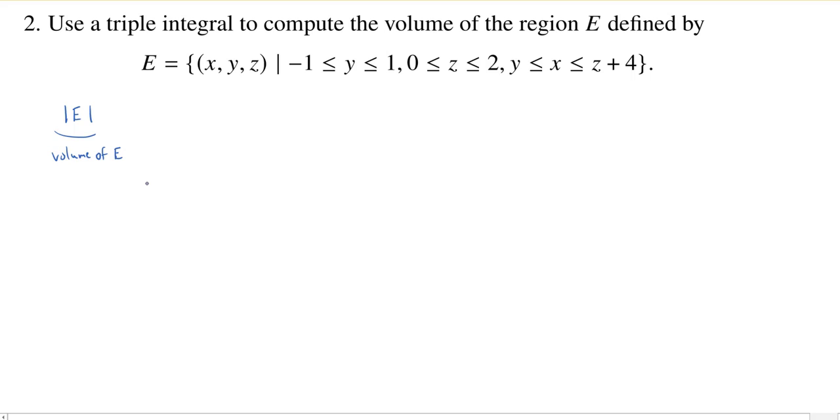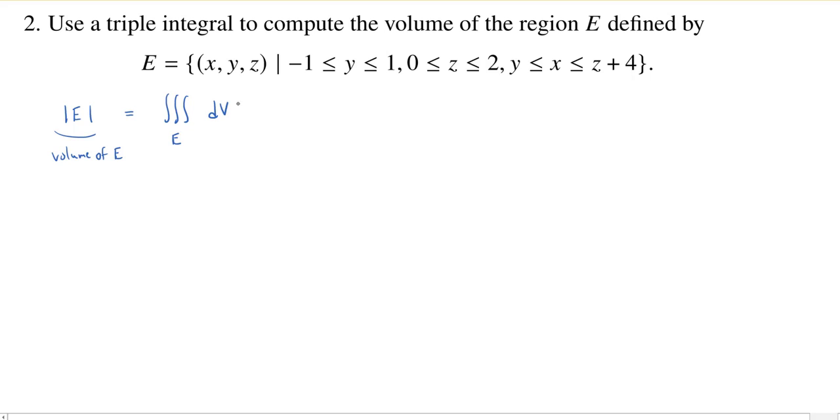If this was 2 dimensions, this would mean the area of E. And the volume is going to simply be the triple integral over E with the constant function 1. Right? So that's always the idea. If you want to calculate the size of the domain of integration, you just integrate the constant function 1.